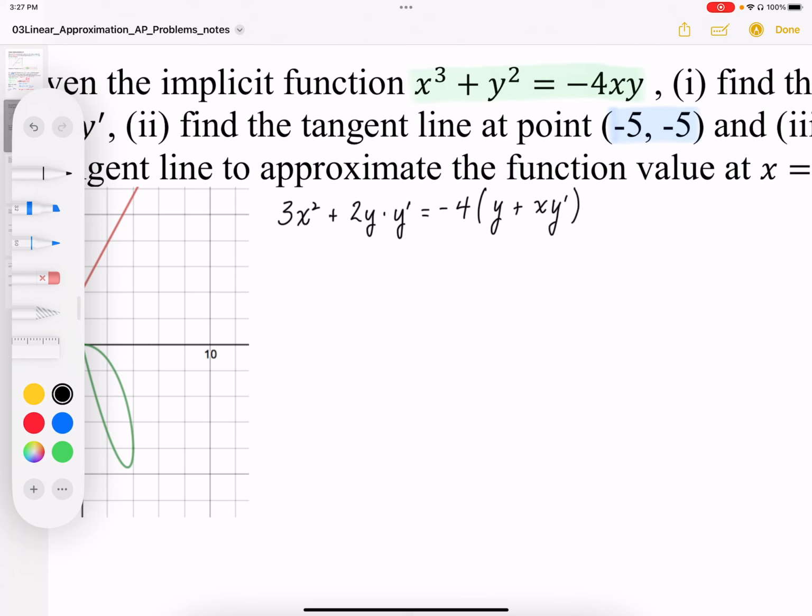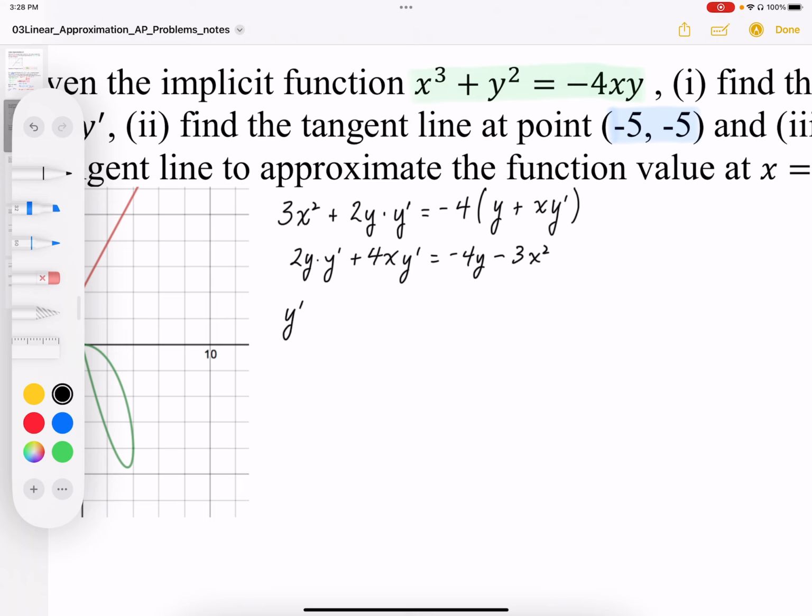And then I want to rearrange this and solve for y prime. So I'm going to group my y prime. I end up with 2y times y prime. The negative 4x y prime becomes positive 4x y prime. On the right-hand side, I end up with negative 4y, and then the 3x squared becomes negative 3x squared on the right-hand side.